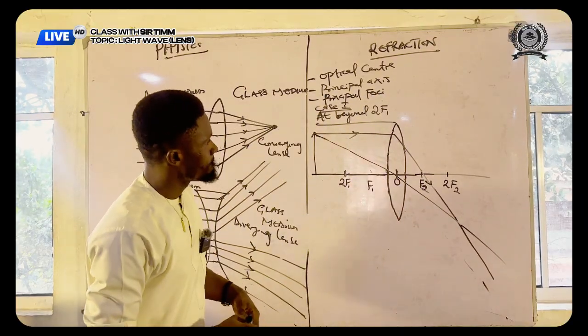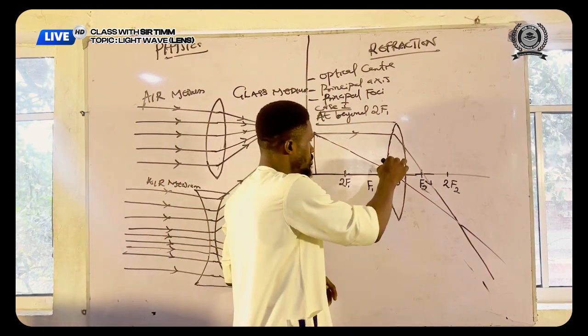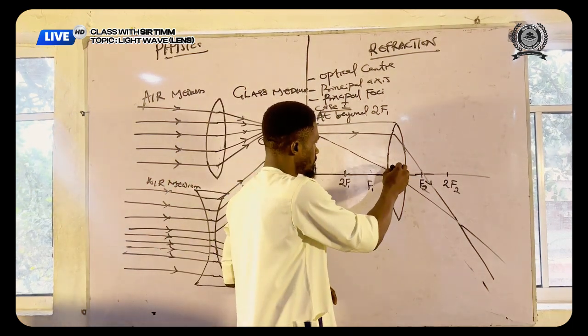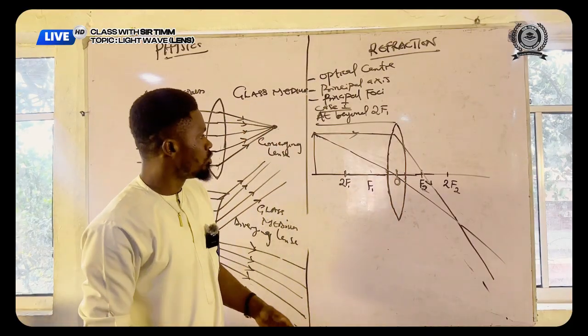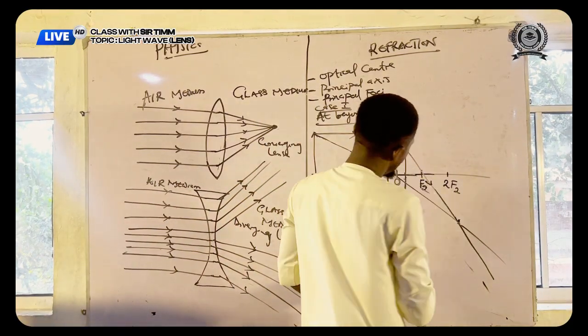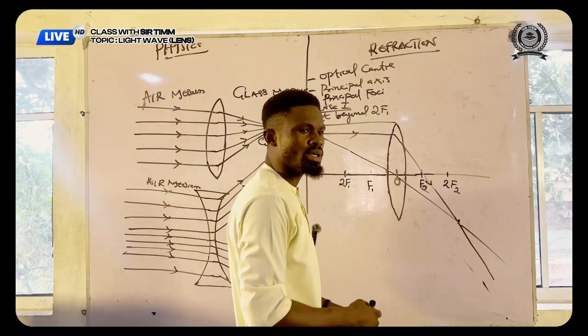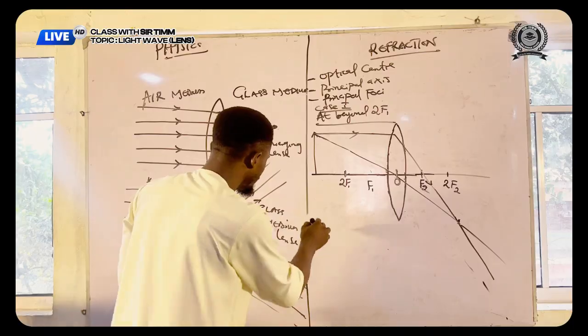Are you with me? It's only got bent here anyways, but I'm trying to capture the optical center. Okay, where is our image at the intercept? So our image will be here. The question is, is the image real?